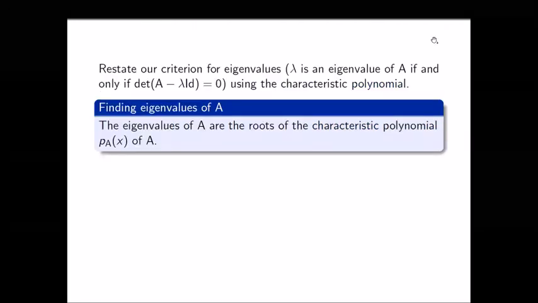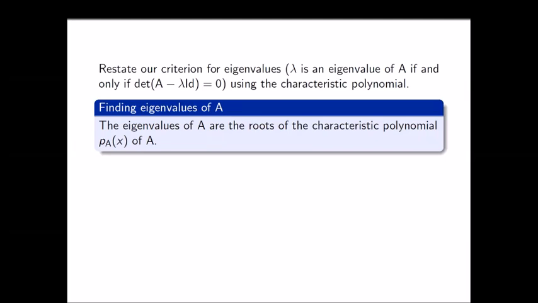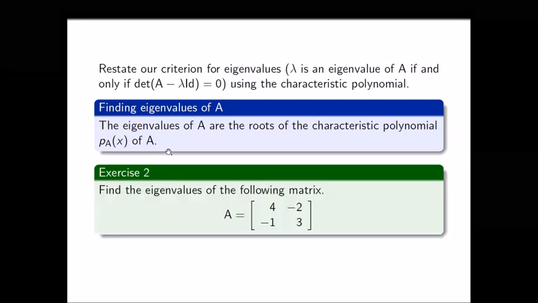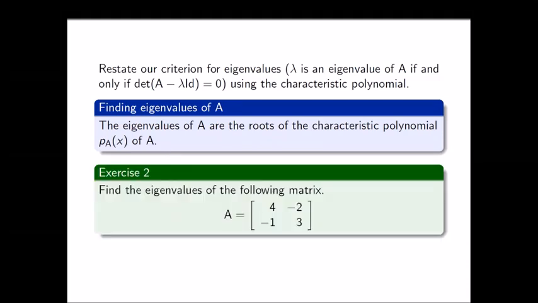So the reason the idea of a characteristic polynomial is important is because we can restate our criteria for eigenvalues more explicitly using the characteristic polynomial: the eigenvalues of a matrix A are the roots of the characteristic polynomial of A. Let's look at an exercise. So we're given a 2 by 2 matrix, and we want to find the eigenvalues of this matrix.